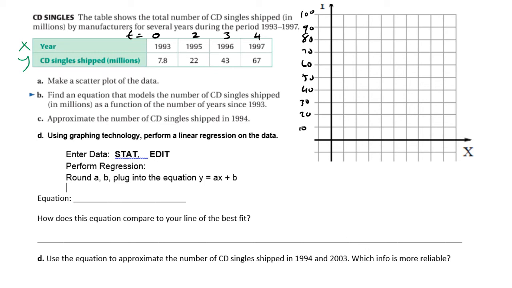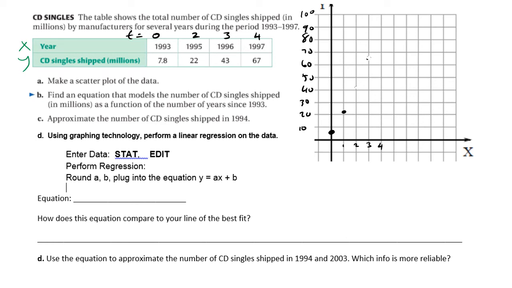When t is 0, it's 7.8. When t is 2, it's 22. When t is 3, it's 43. When t is 4, it's 67. One, two, three, 4.